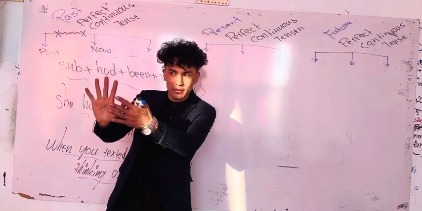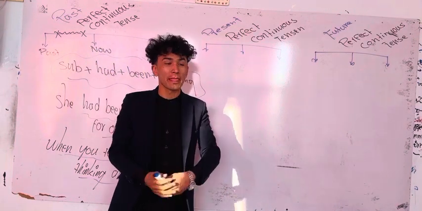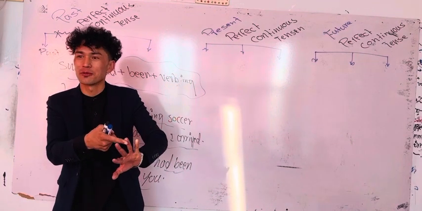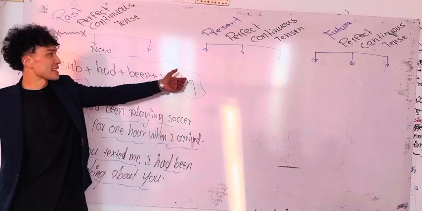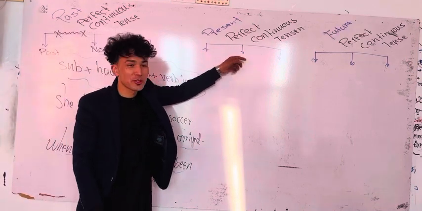Can you count to 5? Yes. Okay, five uses: the first, the second, the third, the fourth, the fifth. You understand? Number one use of present perfect tense: the action started in the past and is still going on.